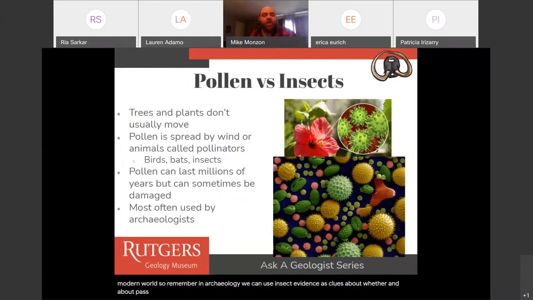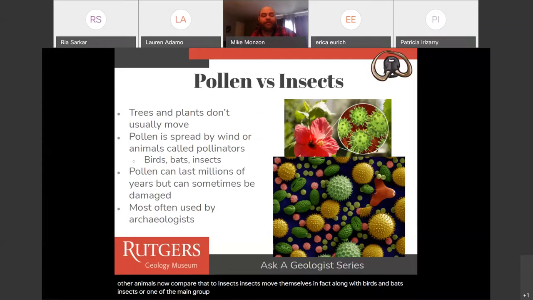Let's talk about pollen for a quick second. We can see from the many different kinds of pollen on the right that there are many different kinds of pollen made by plants. And we know that plants can't usually move by themselves, and so their pollen has to be carried by the wind or other animals. Now compare that to insects. Insects move themselves. In fact, along with birds and bats, insects are one of the main groups of animal pollinators.